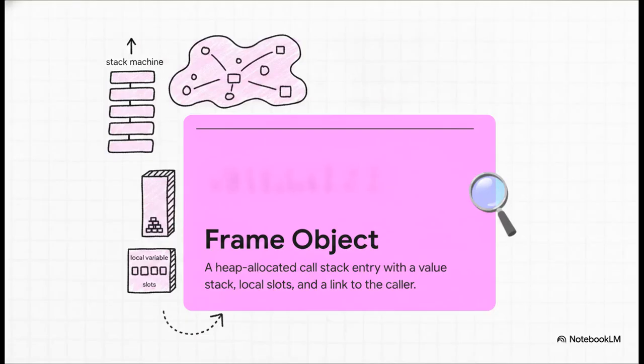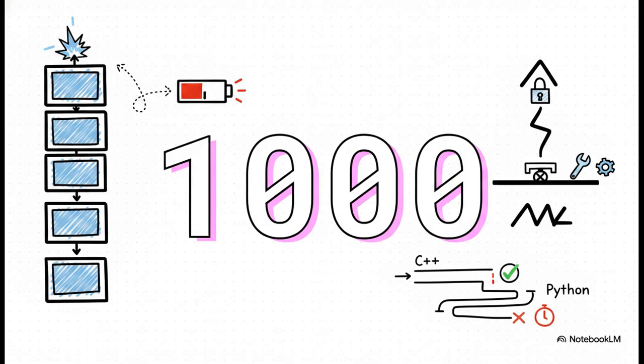So how in the world does a stack machine handle function calls? Well, it uses frame objects. A frame object is the PVM's version of a call stack entry. But remember, because we're in Python, this isn't just some lightweight pointer moving up and down a native C stack. It is a fully fledged, heap-allocated object containing a value stack, local variable slots, and a link back to whoever called it. Because the PVM allocates real, heavy memory objects for every single function call, deep recursion requires serious overhead.